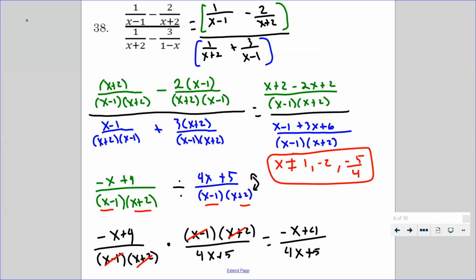Is that what you're talking about, Tanish, solving it out this way? I'm going to assume it is. Any questions about this problem? Are we okay? All right, let's keep on going.